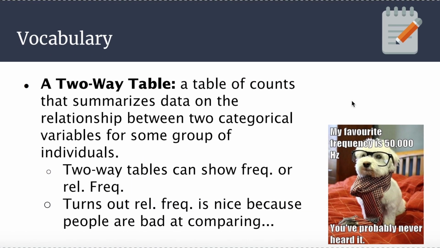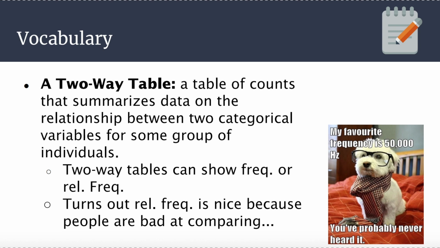All right, a little more vocabulary here. Those frequency tables we saw in the last slide are really only measuring one categorical variable. In that case, it was what is your preferred method of communication, right? But sometimes it's actually really useful to have what we call a two-way table. A two-way table of counts is a table that summarizes data on the relationship between two categorical variables for some group of individuals. Usually one is kept in the vertical axis, and one is kept in the horizontal axis, so that rows and columns represent slightly different things, as we'll see.